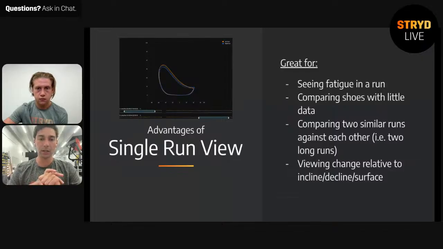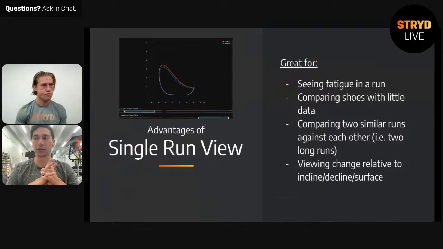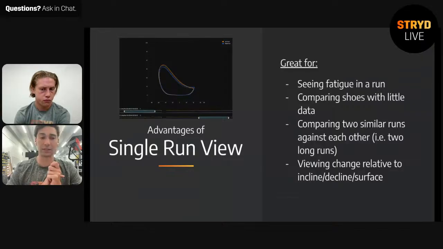The only caveat with this is making sure that you're comparing similar speeds to similar speeds and similar terrains to similar terrains. So just be careful with that. But if you have that under wraps, this single run view can still be equally as powerful as the monthly, again, for those longer sessions where you're looking at fatigue and those key races.